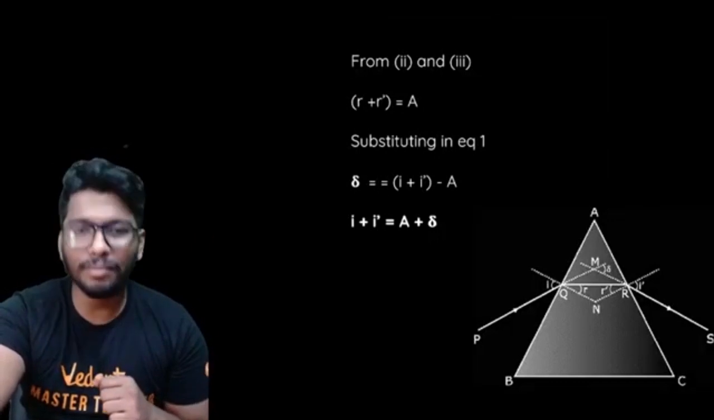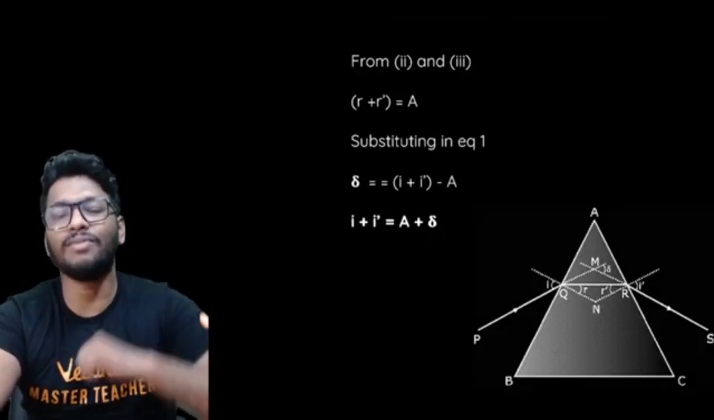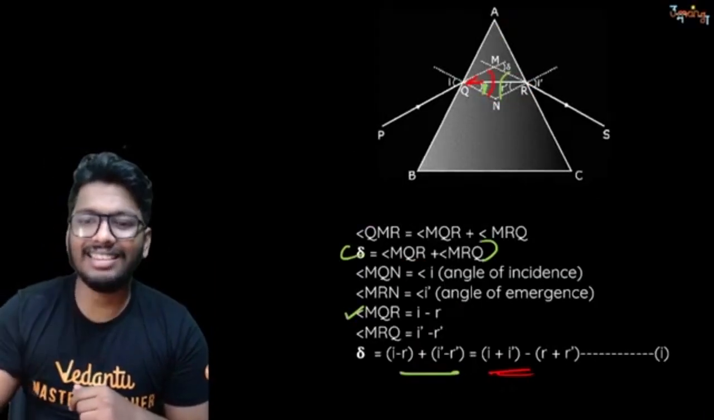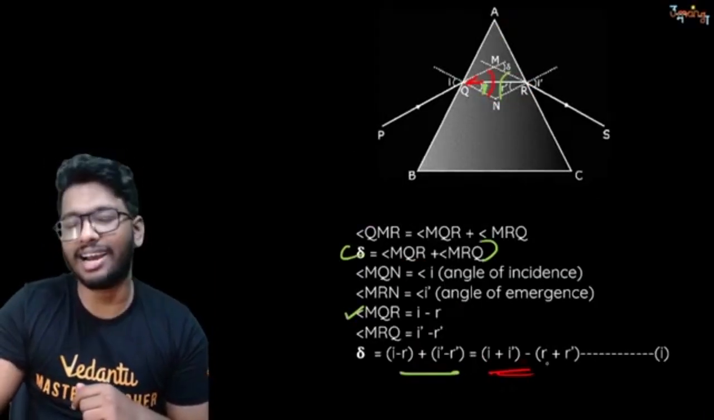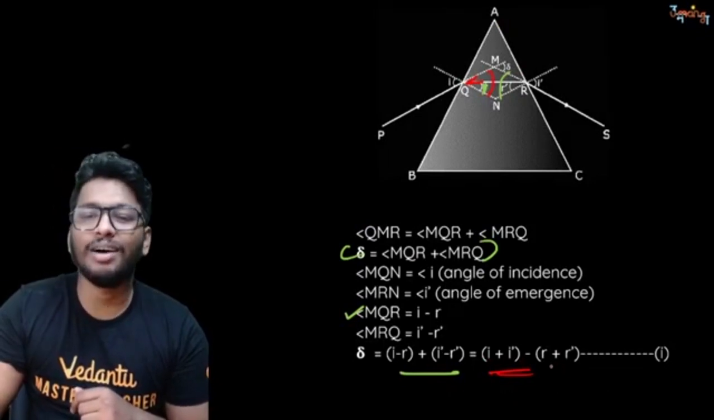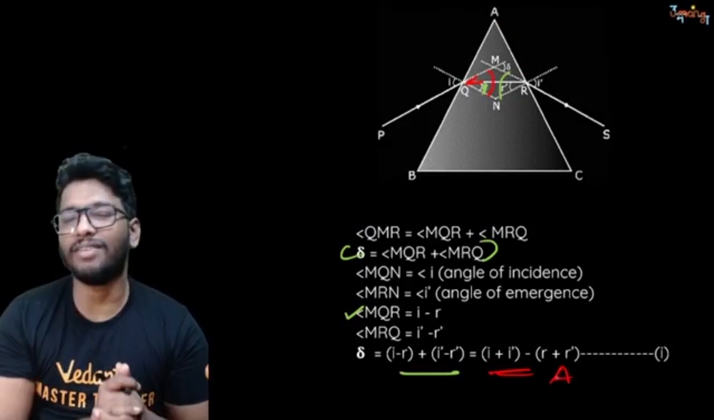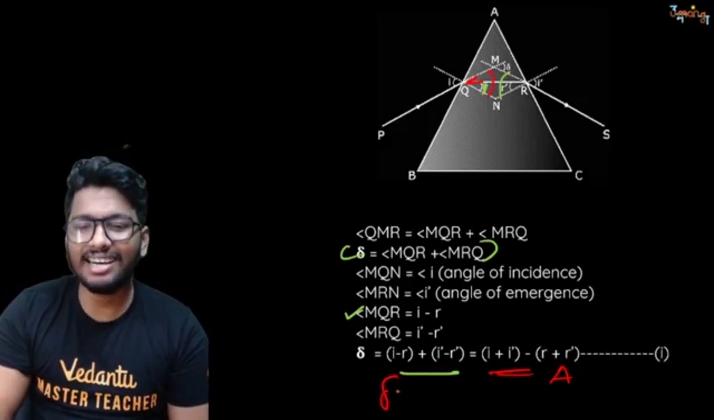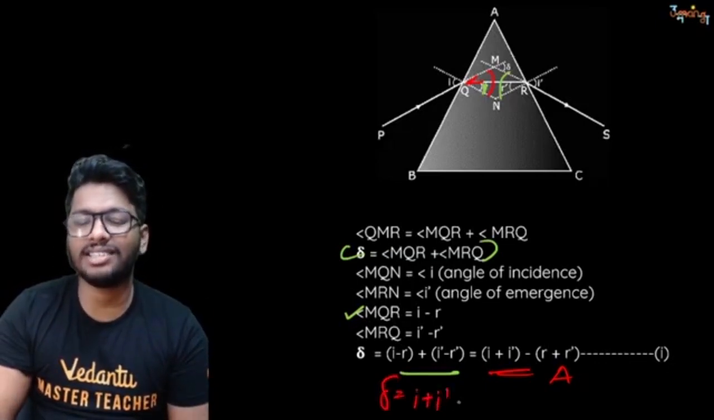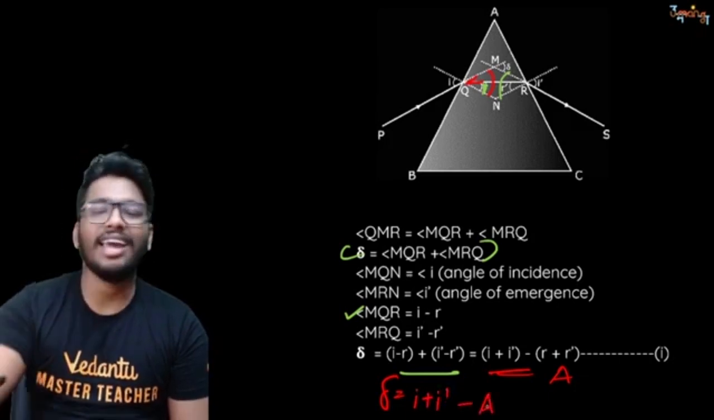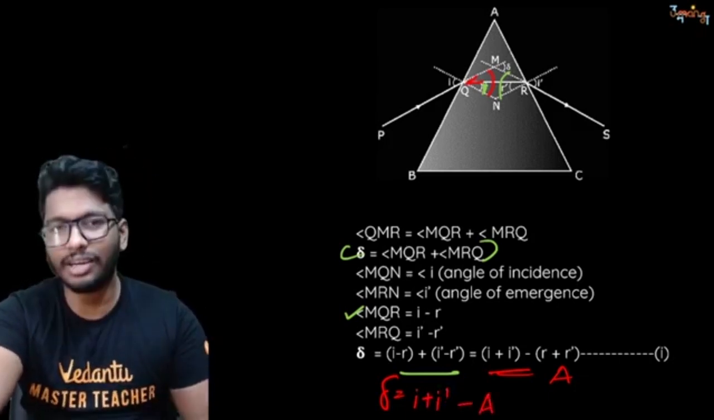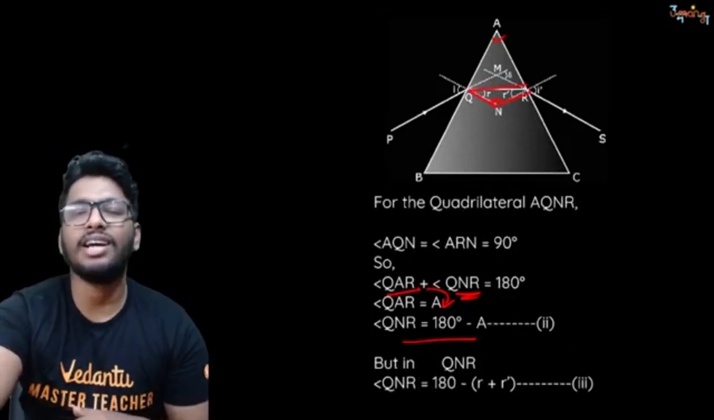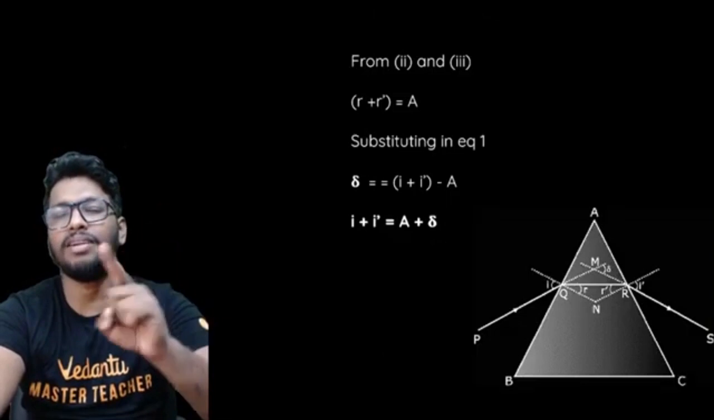Now I'm going to substitute this value, R plus R dash is equal to A, in this equation. So in place of R plus R dash, I'm going to put A. What I get is delta is equal to I plus I dash minus A. Rearranging the equation, if you take the A term to the other side, you'll get I plus I dash is equal to delta plus A.